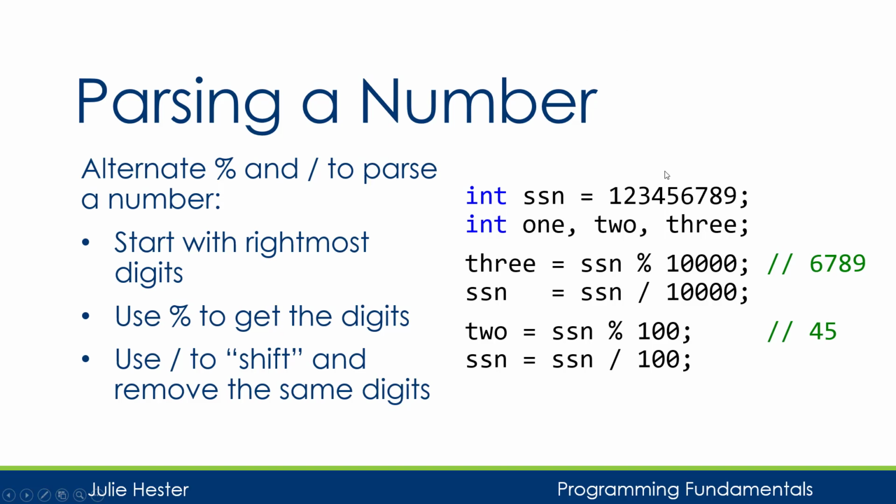And now that I have used digits 4 and 5, I want to get rid of them. So I'm going to take the 1, 2, 3, 4, 5, divide it by 100. It gets rid of the 45. It becomes a fraction. And now SSN is equivalent to 1, 2, 3.